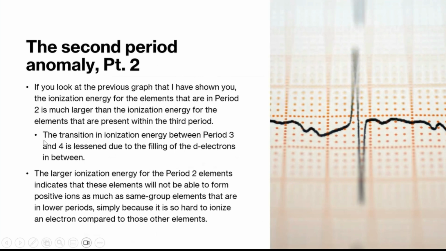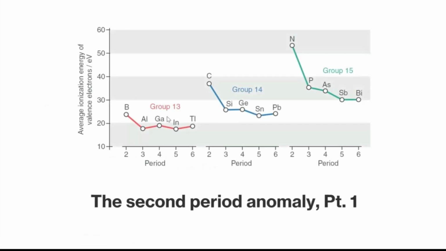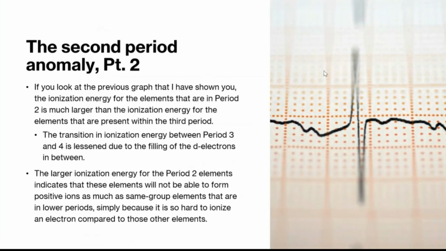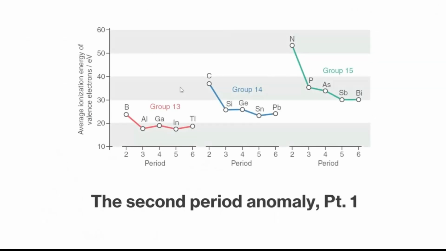And in addition, if we look at the transition in ionization energy between period 3 and period 4, it's kind of gradual, and that's because you fill the d electrons in between period 3 and period 4. And when we look back at the second period, we can see that a larger ionization energy for many of these second period elements indicates that we won't be able to form these natural cations. So rarely do you ever find a nitrogen cation in nature, and that's because of that super high ionization energy.